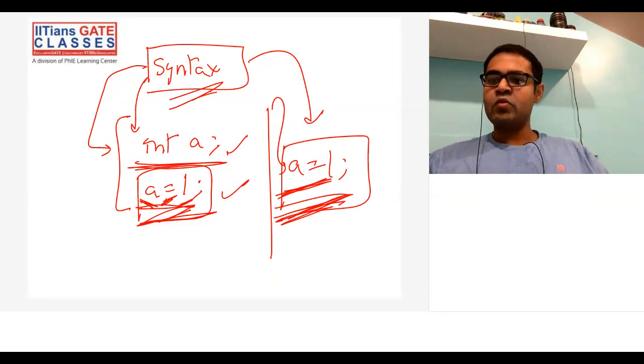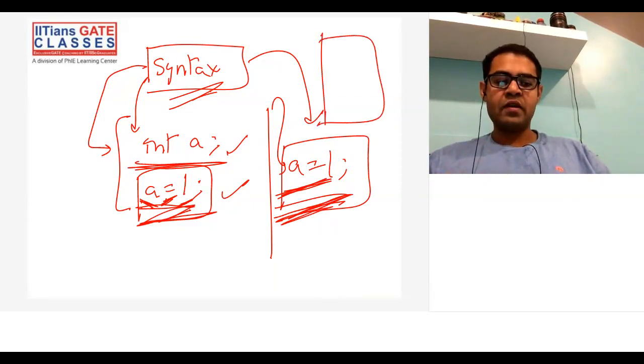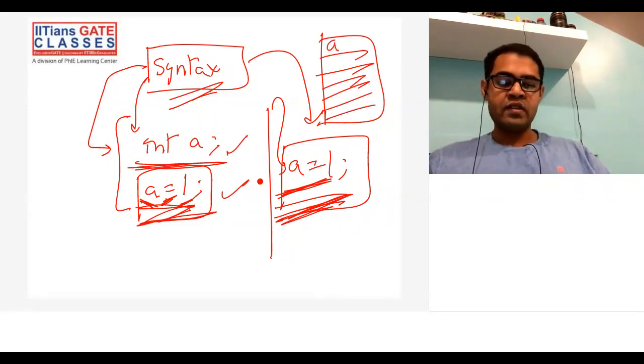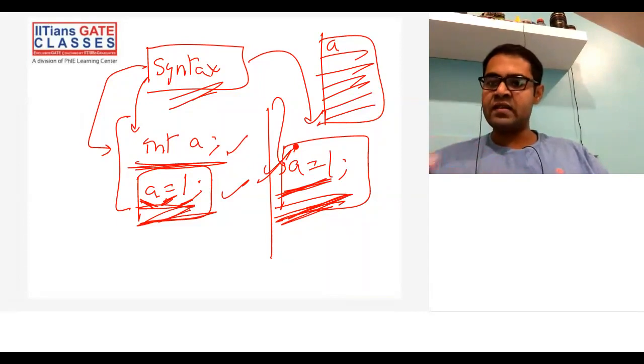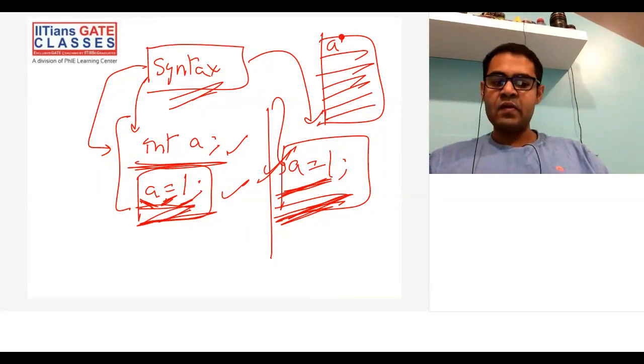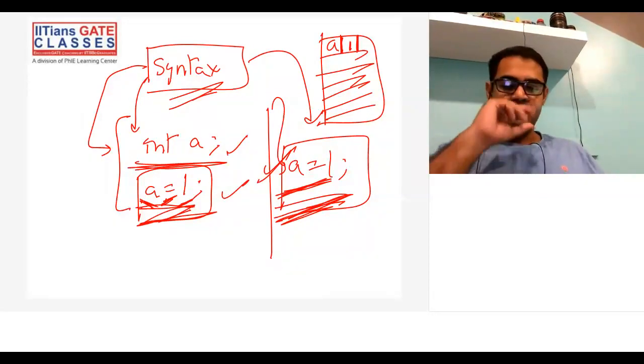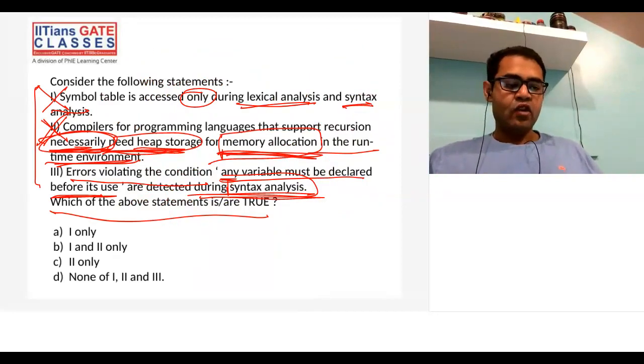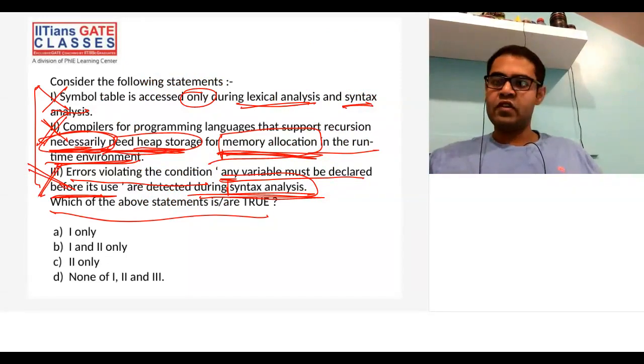Because what it will do is go to the symbol table. And remember, in lexical analysis we already stored what A was, because this statement will go through lexical analysis as well. Tokens will be created. So A will be stored as a symbol, and you will just assign value 1 here. So syntax analysis will pass this thing. Now this error, of course, will not be checked in syntax analysis, so the statement becomes false. Third is false.